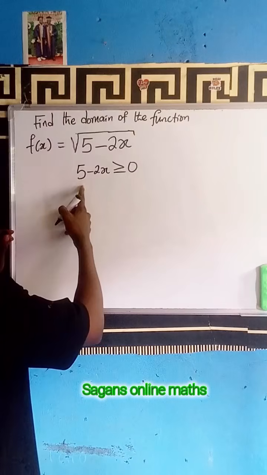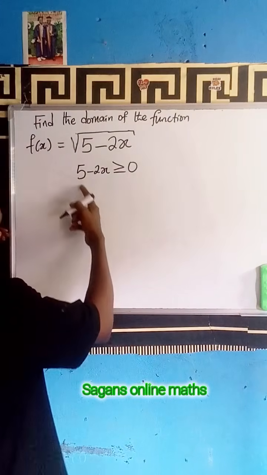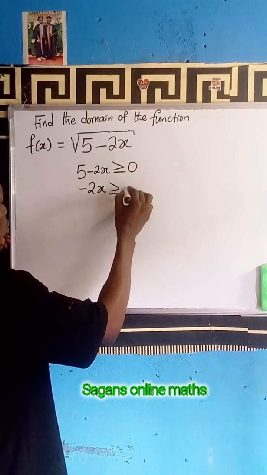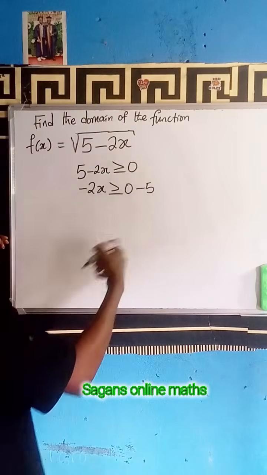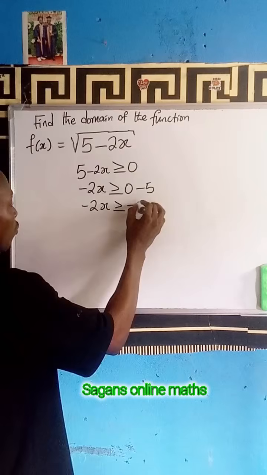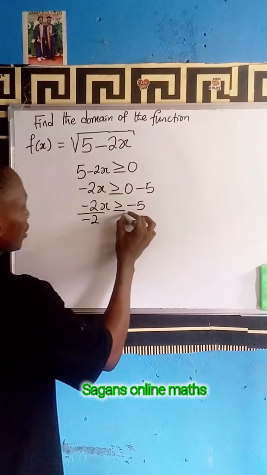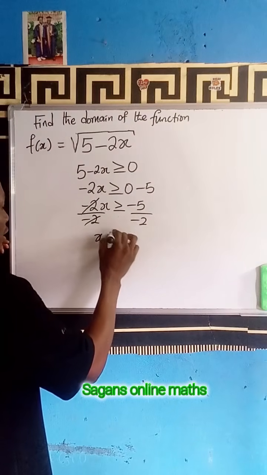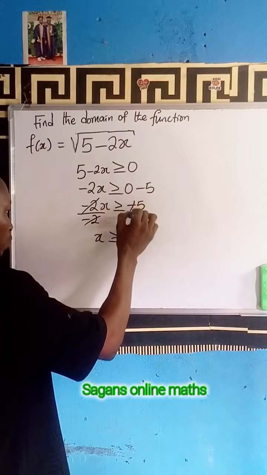So for us to have x here, because it will tell us the domain of the function, from here we can subtract 5 from both sides. That means minus 2x is greater than or equal to 0 minus 5, because we subtracted 5 from both sides. 0 minus 5 is minus 5. So minus 2x is greater than or equal to minus 5. To determine x, we have to divide both sides by minus 2, so that this will cancel out this. So x is less than or equal to 5 over 2.